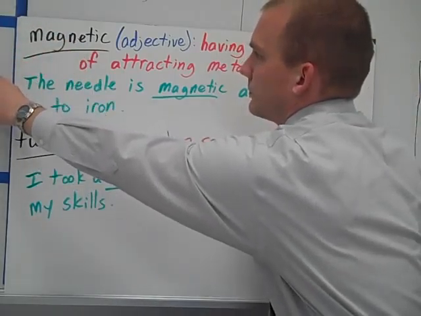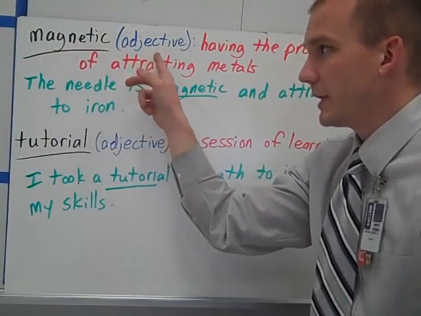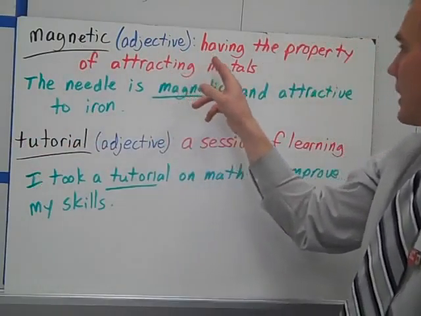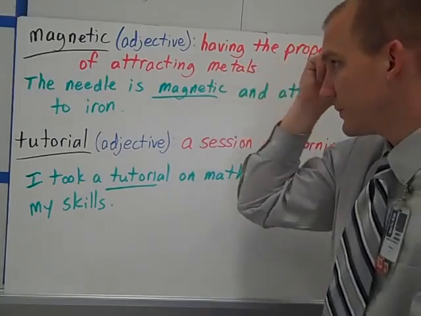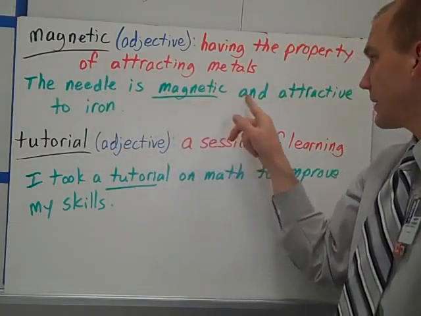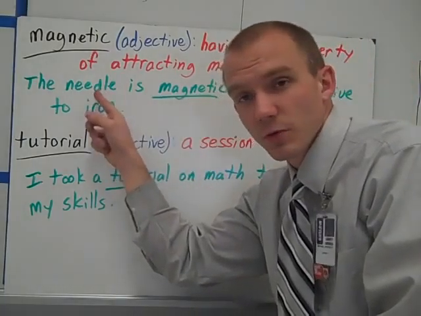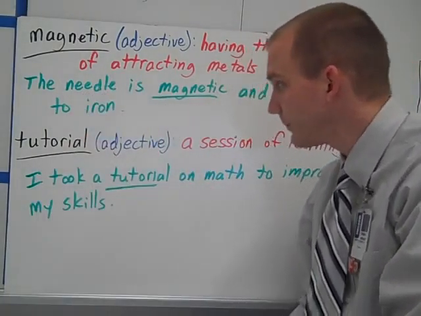Magnetic. Also an adjective. Again, IC means it has to do with a magnet. Having the property of attracting metals. The needle is magnetic and attractive to iron. So magnetic, the adjective, describes the word needle, describes what the needle is.